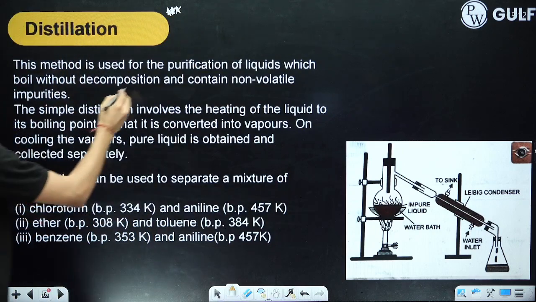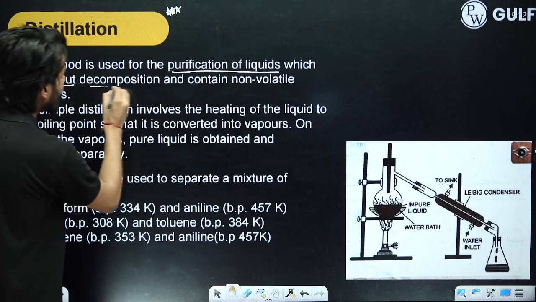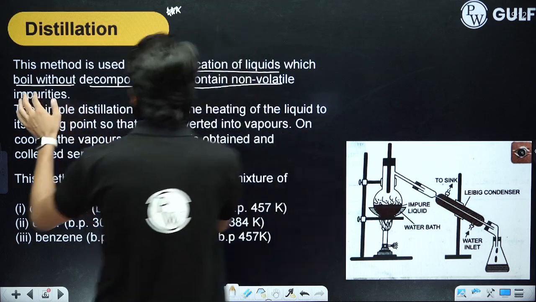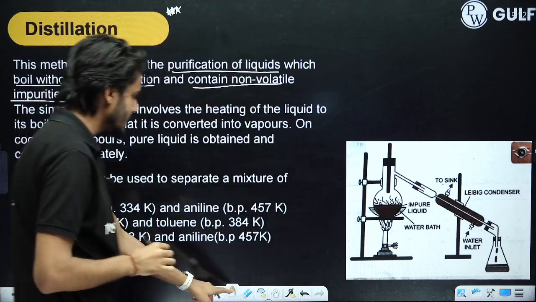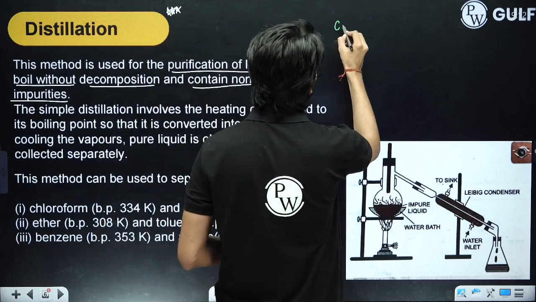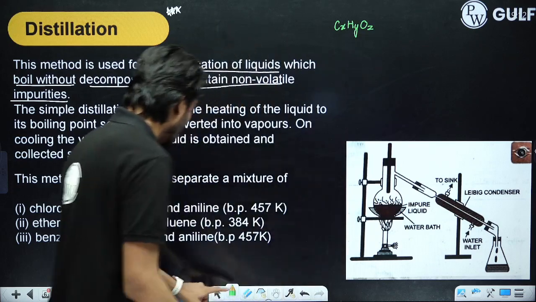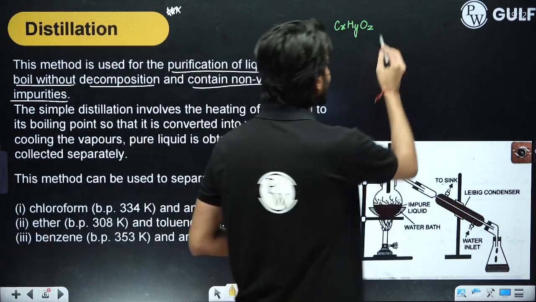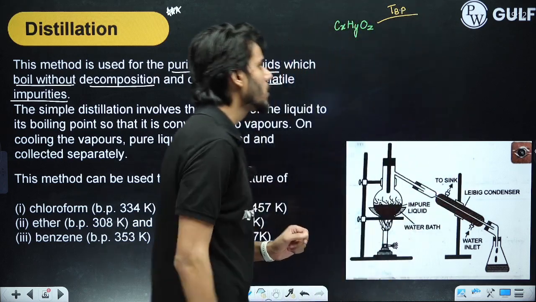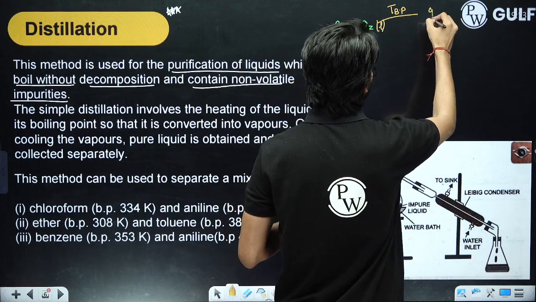The method is used for the purification of liquids, first of all, which boil without decomposition and contain non-volatile impurity. So what does it mean? I'll tell you. Let's suppose you have an organic compound CxHyOz. You need a temperature to boil it. This is what we call the boiling point. It will convert from the liquid to the gaseous state at this temperature.